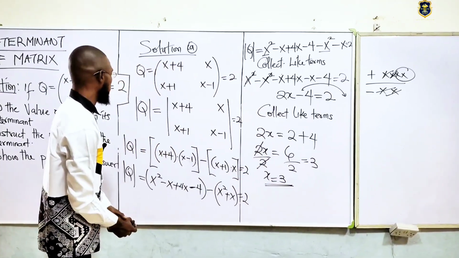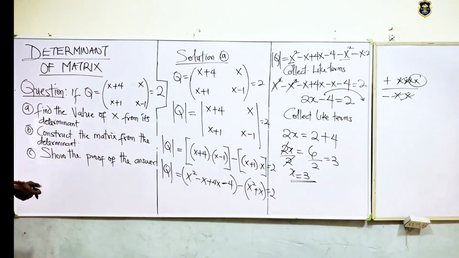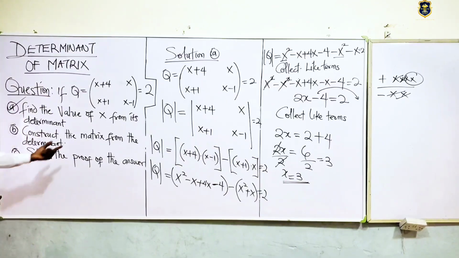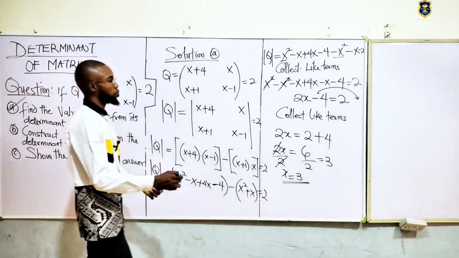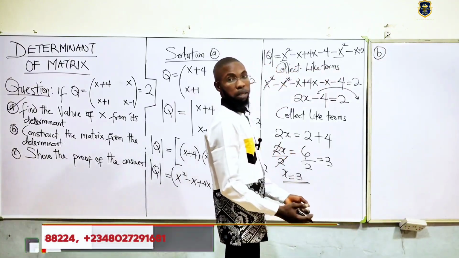But that's not what we're asked to find. We're done with x from the determinant. So we're done with question A. Question B says we should construct the matrix from the determinant. So let's look at how to tackle question B. Question B should construct the matrix. It's not hard. It becomes very simple.